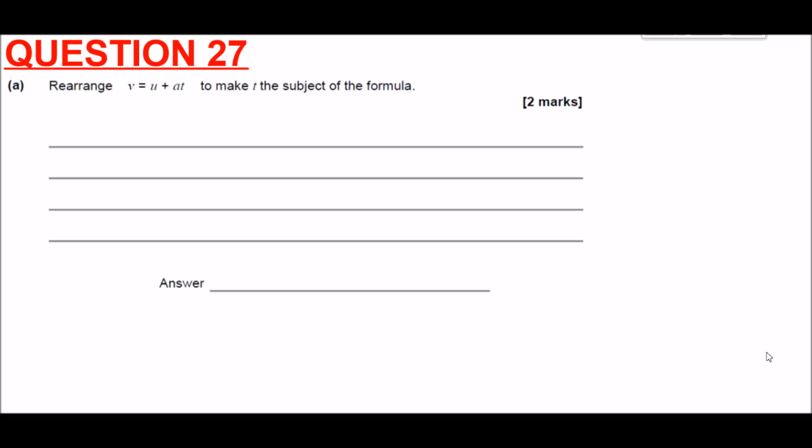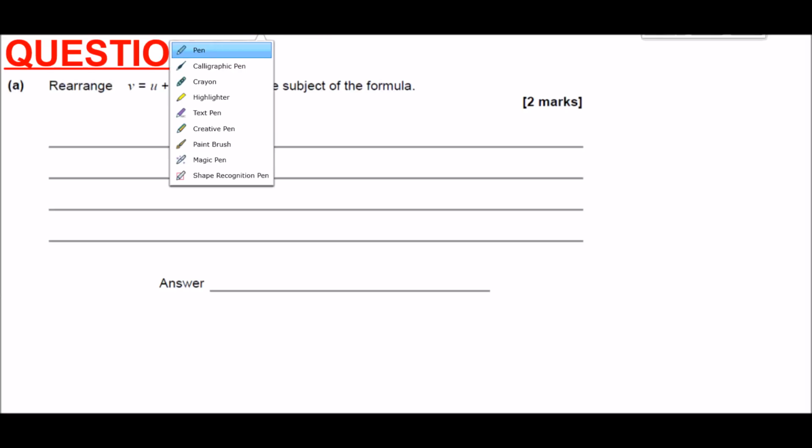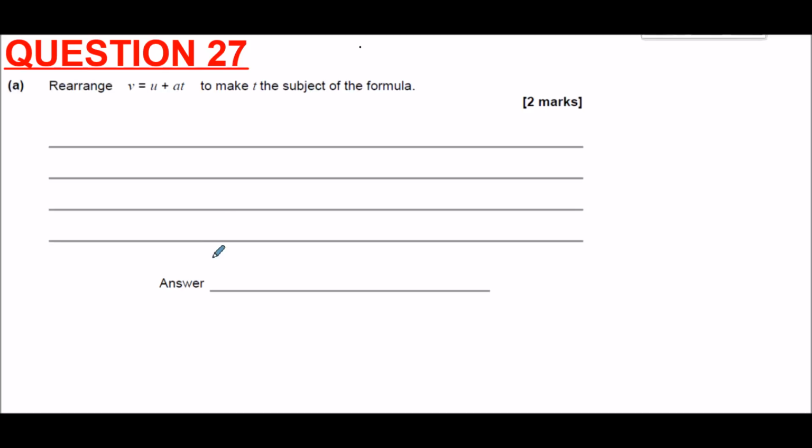Question 27, so we're nearly at the end of the paper now. Part A says to rearrange the formula v equals u plus at to make t the subject of the formula. This sounds more complicated than what it is. But when it says make t the subject, all that means is we want to write this formula not as v equals something, but as t equals something. And so what we want to have is t on its own at the first bit of the equation. Not v first, but write it t first.